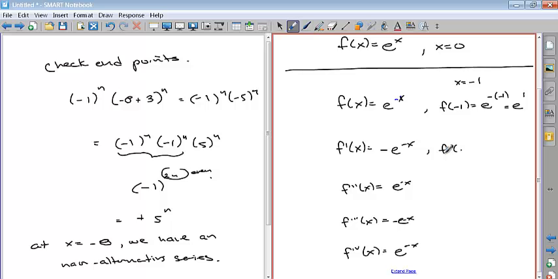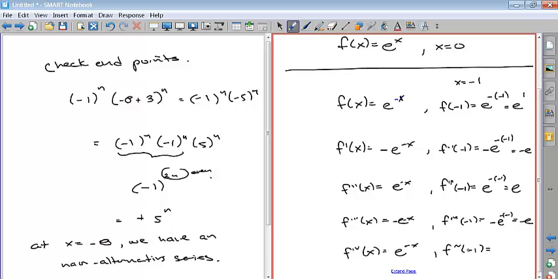f double prime of -1 would be negative e to the -1, so you get negative e to the first power. f double prime of -1 is going to be e to the minus of -1, so that's going to be e. The third derivative evaluated at negative 1 is negative e to the negative 1, which is negative e, and the fourth derivative at negative 1 is e to the negative of negative 1, which is e.